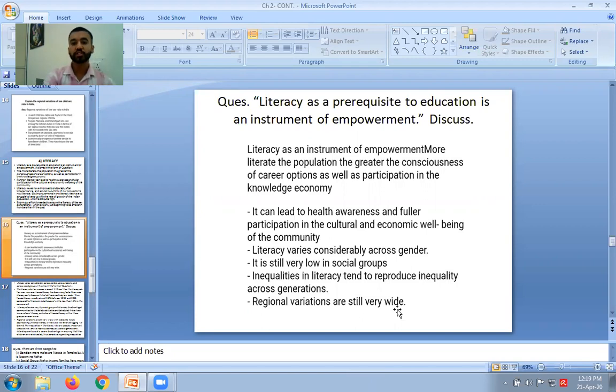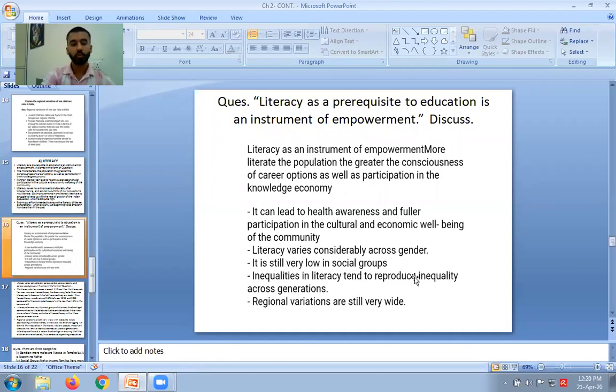So regional variations are still very wide. When I say regional variations, then we always talk about different states, like southern states. Kerala has a very good literacy rate, but states like UP, Bihar, MP, they don't have a good literacy rate. That's what this line means. So I'm sure you have got a good idea of what this particular answer means.